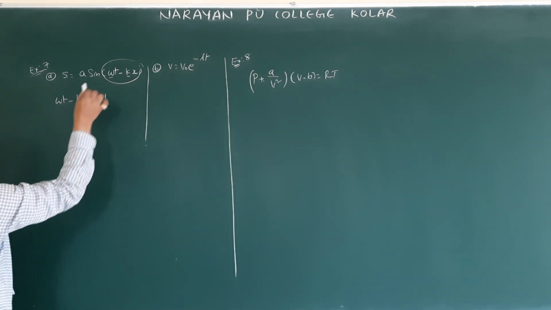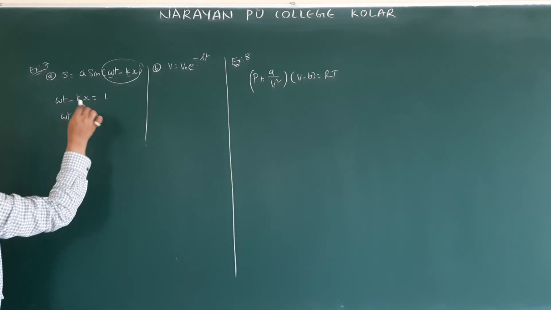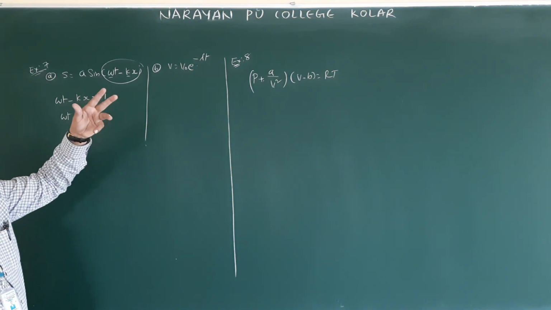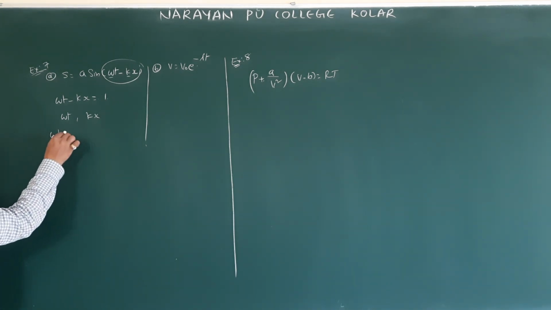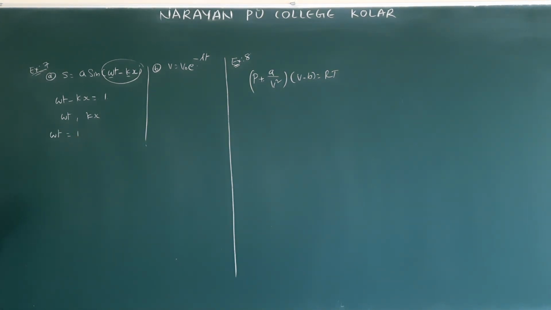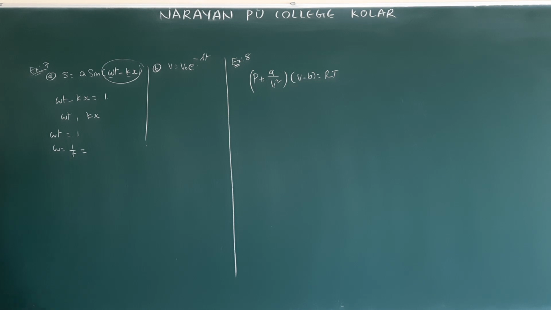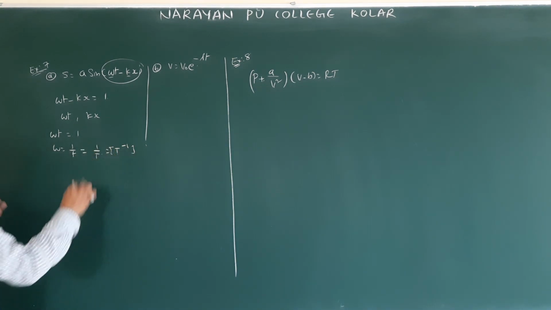And this is subtracted from here. Therefore, omega t and kx are dimensionally equal, we can say. Isn't it? So here omega t and kx are dimensionless. Therefore, omega t is equal to 1. That is nothing but dimensionless. Therefore, it is equal to 1. Then omega is equal to 1 by t. Here t is time. Therefore, t power minus 1.